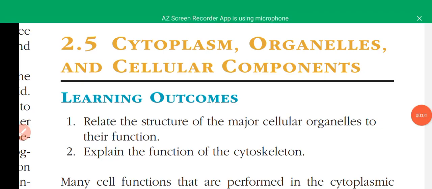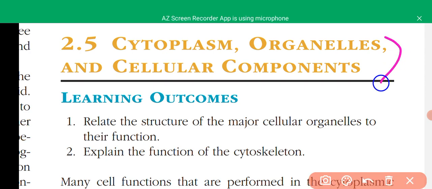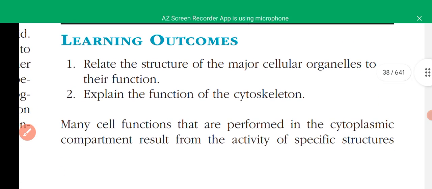Hello and welcome. In this tutorial, we will discuss the different types of organelles present in the cell and cytoplasm and their functions briefly, not in more detail. Let's talk about different organelles.